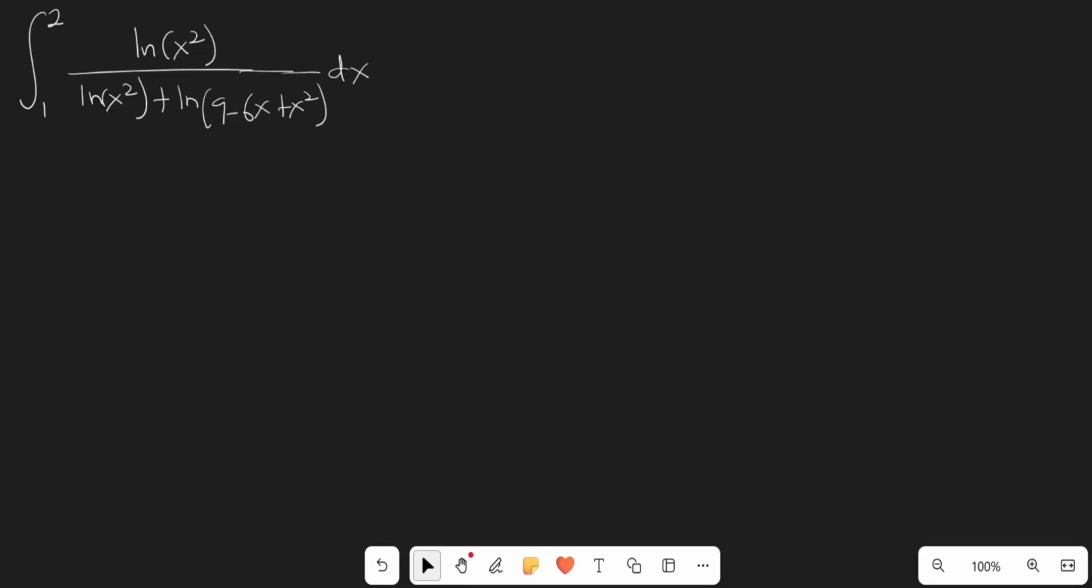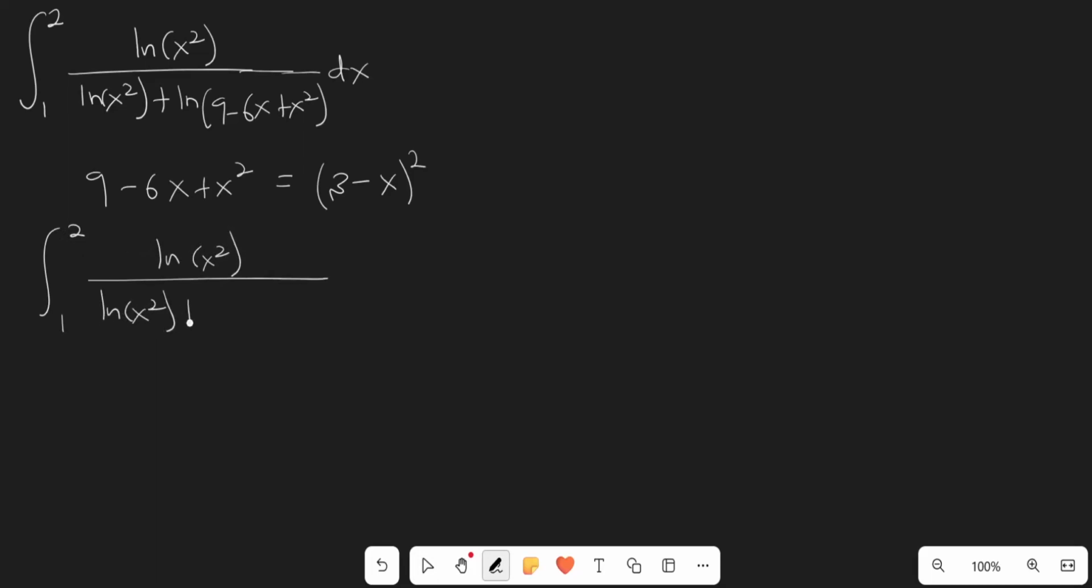So we can start off by recognizing that we can factor this 9 minus 6x plus x squared. This can be factored into 3 minus x all squared. So we can plug that into our integral from 1 to 2 of the natural logarithm of x squared, all divided by the natural logarithm of x squared plus the natural logarithm of 3 minus x all squared.